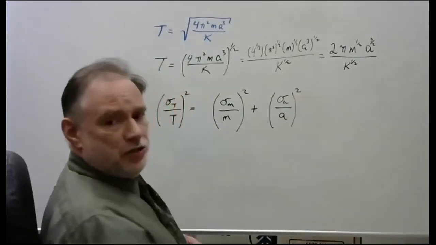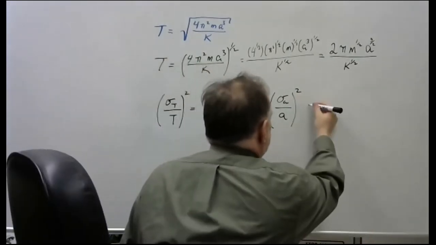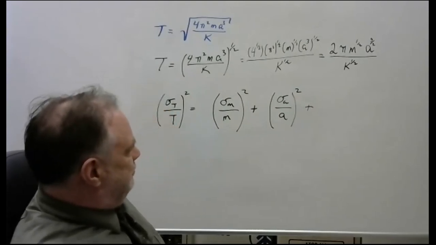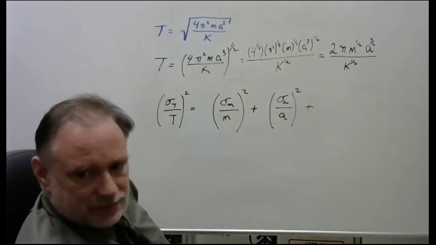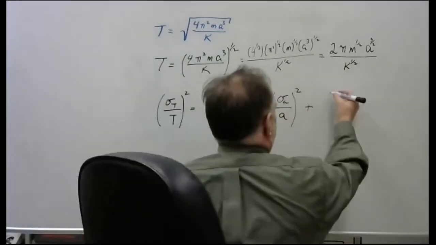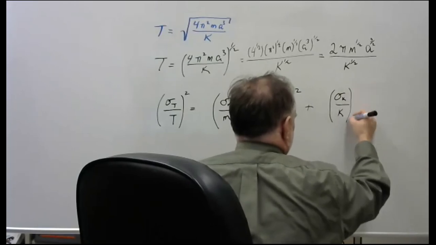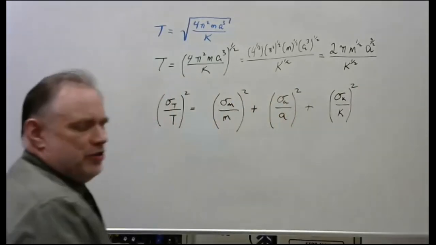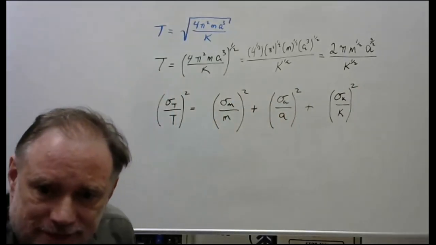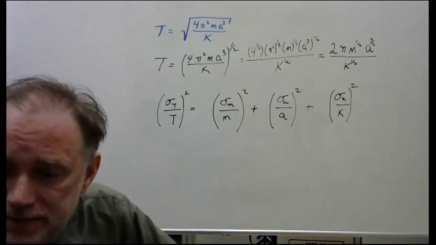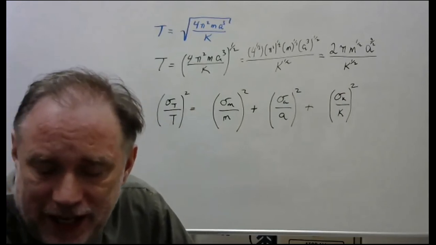Now, whether it's a product or a quotient, I'm still going to add the next term. And what's the next term? Sigma k over k squared. Whether it's a product or a quotient, I add that term right onto it. It doesn't matter whether I'm multiplying or dividing. I add that term.